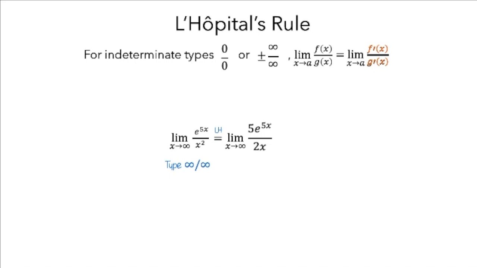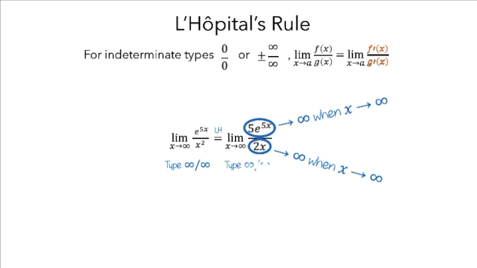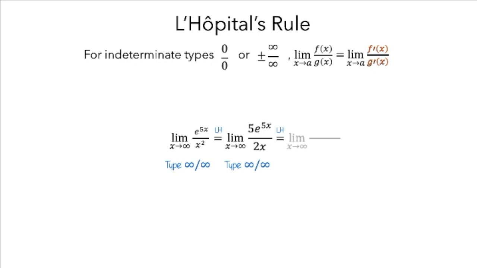Now, if we take a look at this limit, we can see that the numerator gets larger and larger without bound as x goes to infinity. And the denominator also goes to infinity as x goes to infinity. So this new limit is also of indeterminate type, infinity over infinity. And we'll need to apply L'Hopital's rule a second time on this problem.